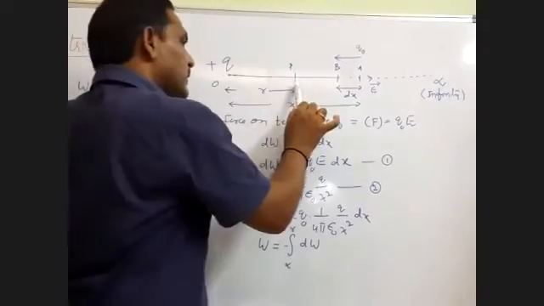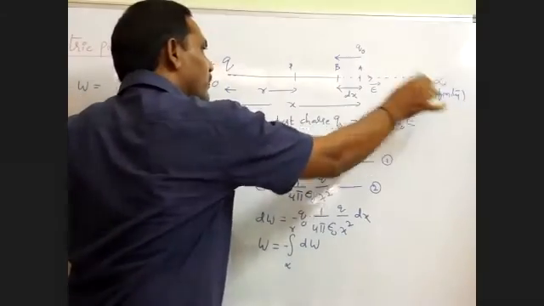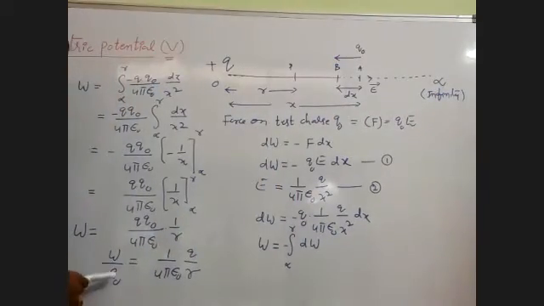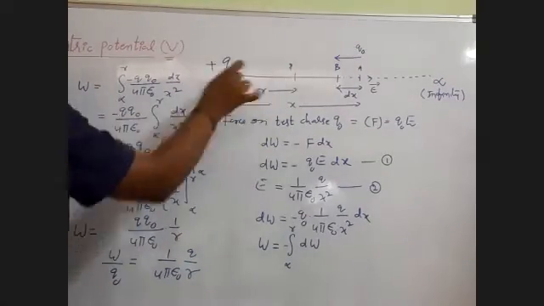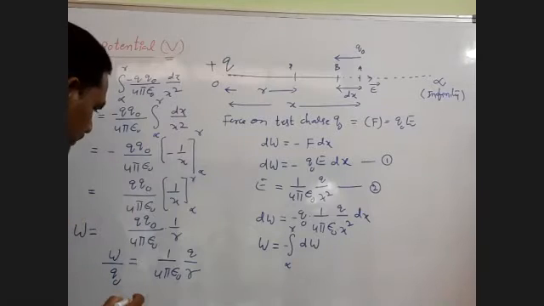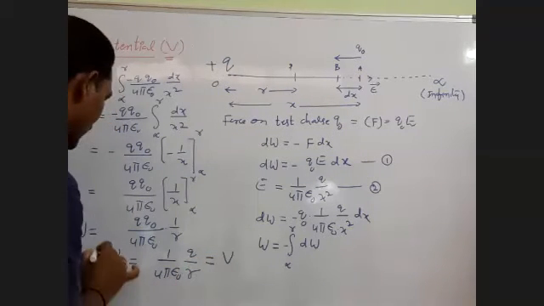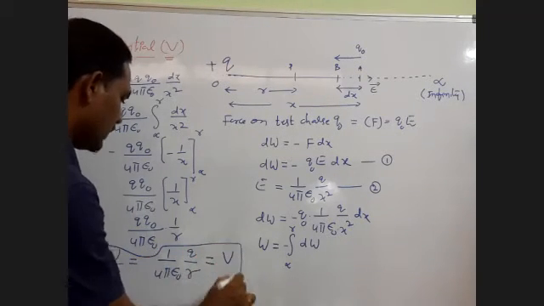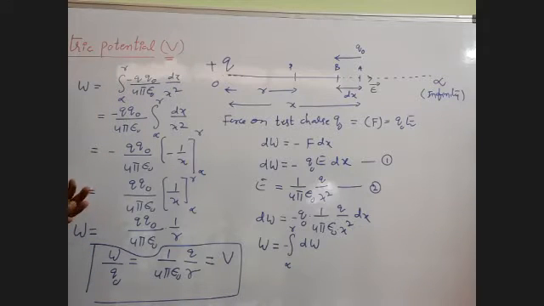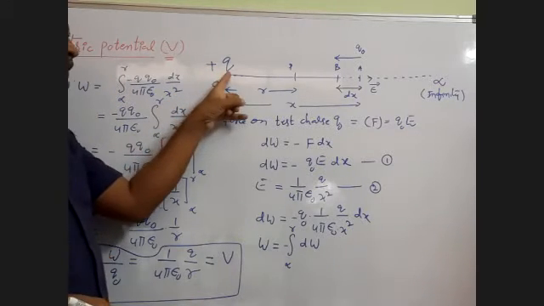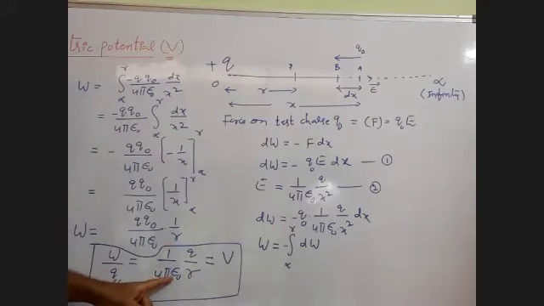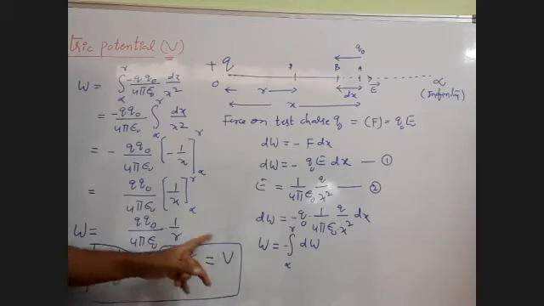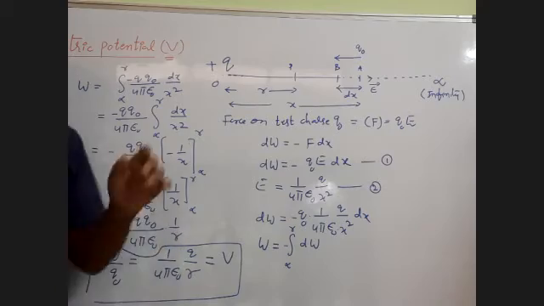The work done in moving the unit charge from infinity to the point, that is nothing but the work done per unit charge. W by q naught represents potential at this point. So that is the potential at the point P. Hence, this is equal to potential at that point. So the conclusion is, electric potential due to the point charge q at the distance r from it is given by 1 by 4 pi epsilon naught q by r. V equals 1 by 4 pi epsilon naught q by r.